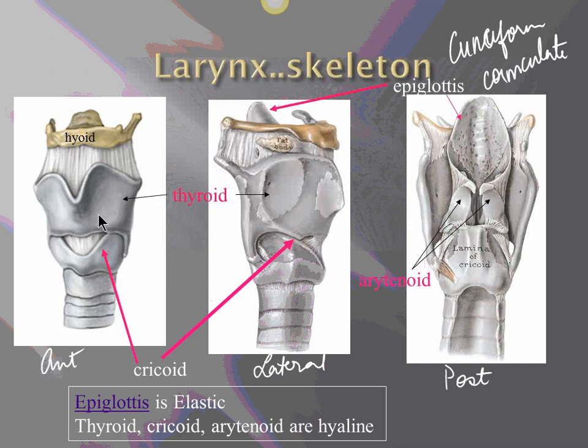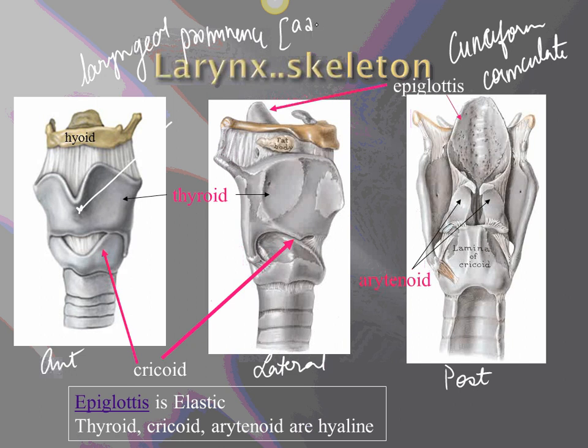So anteriorly, when you look at the larynx, you can see this shield-shaped cartilage, hyaline in nature. This is the thyroid cartilage. It's got this kind of prominent V which you see. And this area in men becomes really prominent and is known as the laryngeal prominence, or Adam's apple. After puberty this becomes very prominent in boys and men.